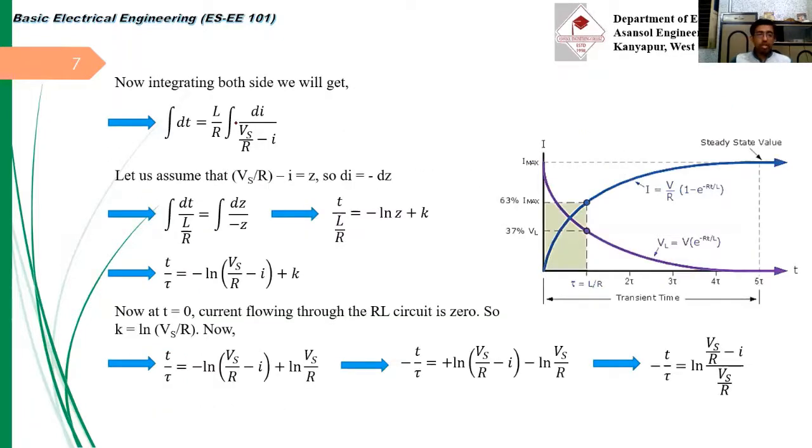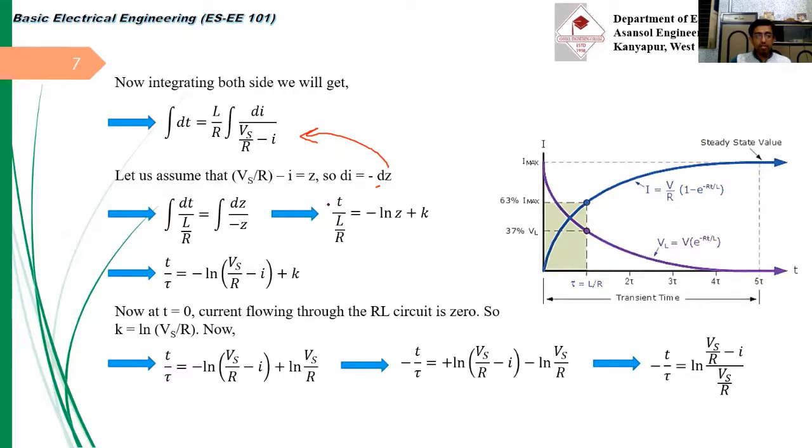Now we do integration on both sides, and this one is an indefinite integral. Clear? So indefinite integration of dt will be t, equal to L by R integration of di by (Vs by R minus I). Now we do the substitution. We substitute Vs by R minus I equals Z, so di equals minus dz. Put this value here, so that will be dz by minus z.